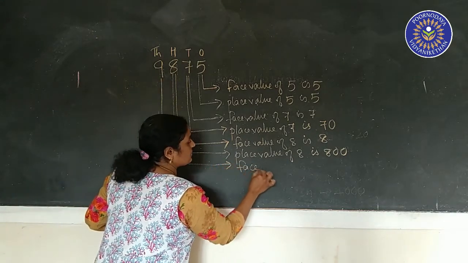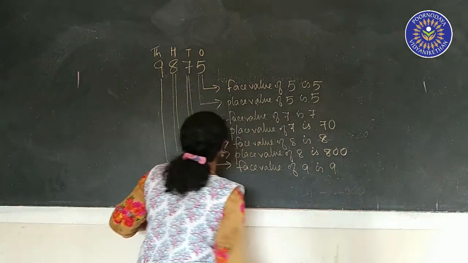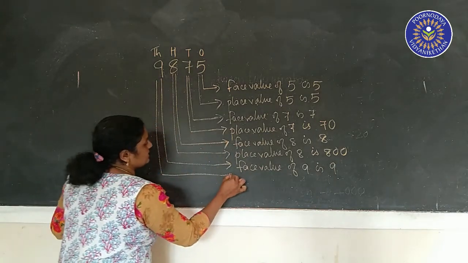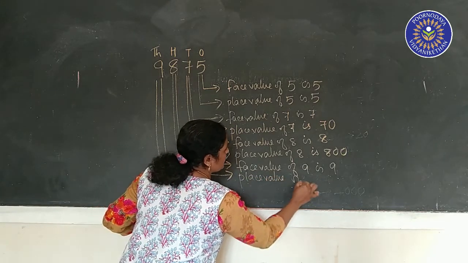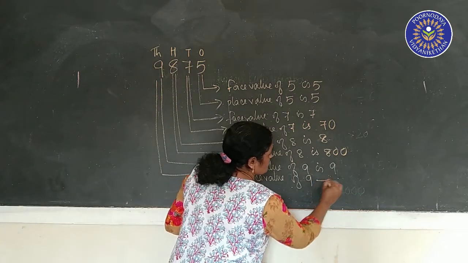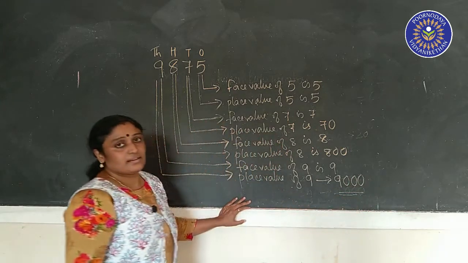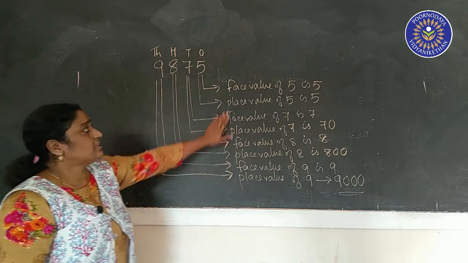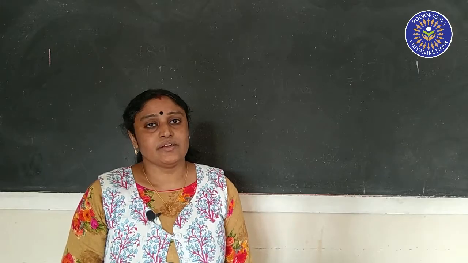Face value of 9 is 9 itself. What is the place value? 9 is in the thousands place. Place value of 9 is 9 thousands. Clear? Like this we can write the face value and place value of a 4-digit number. Then next we will learn the expanded form of a number.